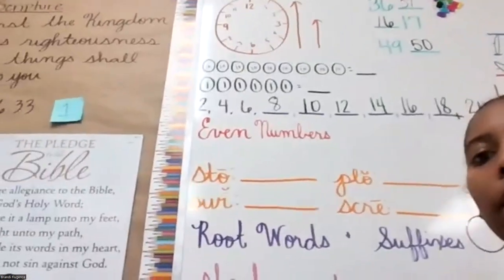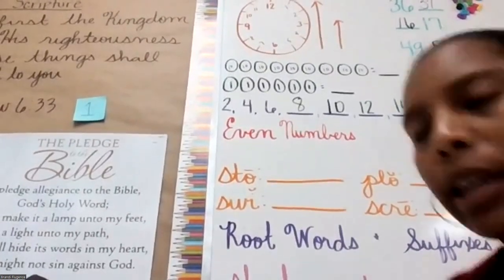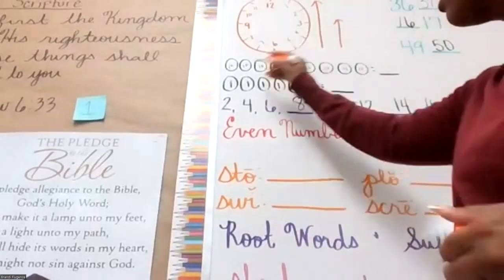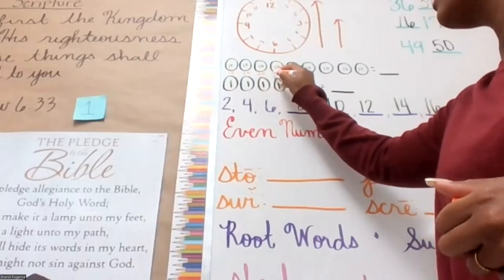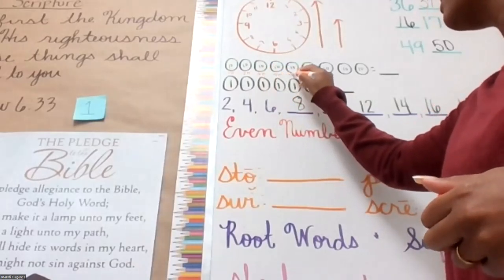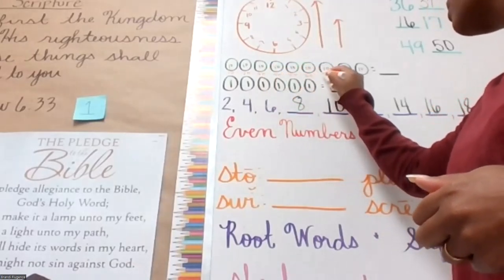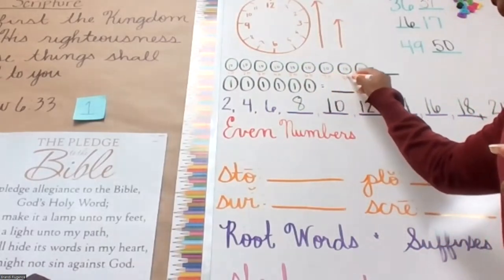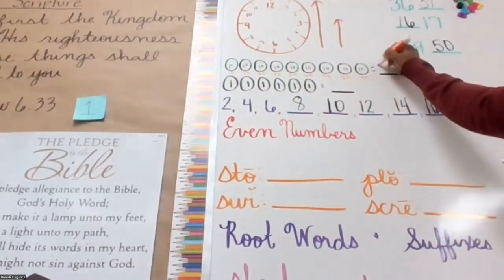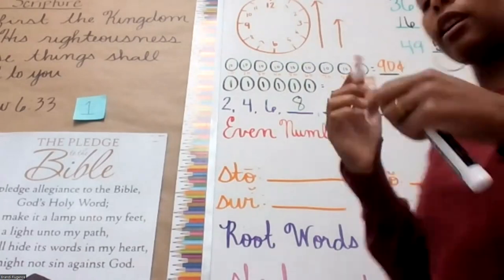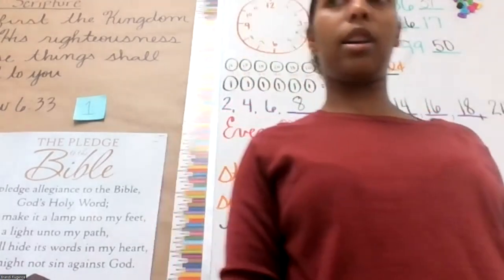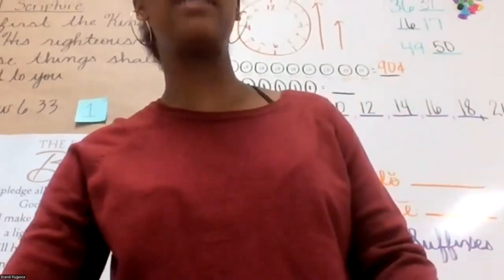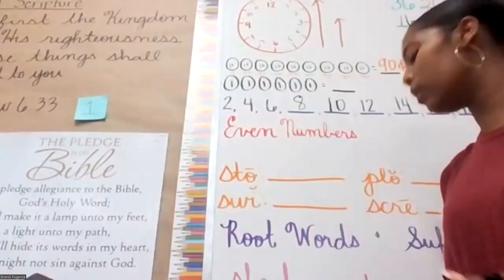All right, let's count our money out. Okay, Elijah, can you count it for us? 10, 20, 30, 40, 50, 60, 70, 80, 90. How much? 90 cents. And what coin is this again? Nickel. Dimes. These are dimes. Count by tens. Good. All right, let's count the pennies.